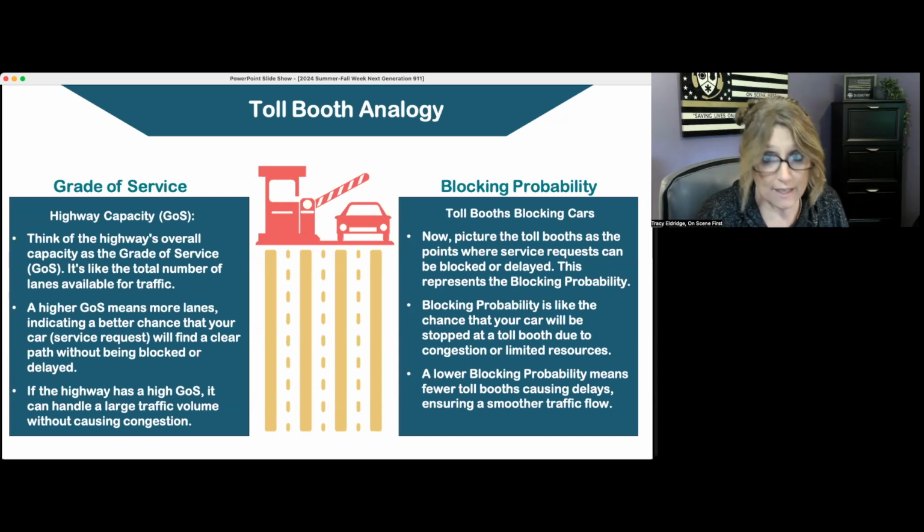But then you have blocking capabilities. The toll booths on this highway are going to be what we consider the blocking probability. Picture the toll booths as the point where the service request can be blocked or delayed. This represents the blocking probability. Blocking probability is like the chance that your car will be stopped at the toll booth due to congestion or limited resources. A lower blocking probability means fewer toll booths causing delays and ensuring a smoother traffic flow.